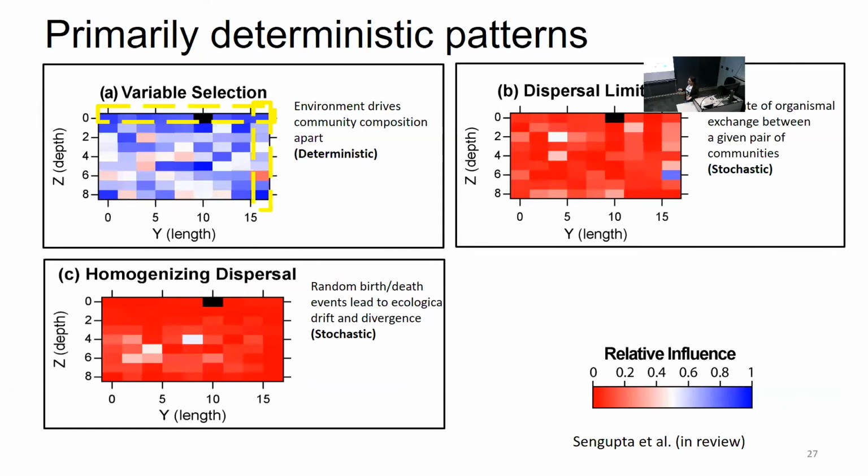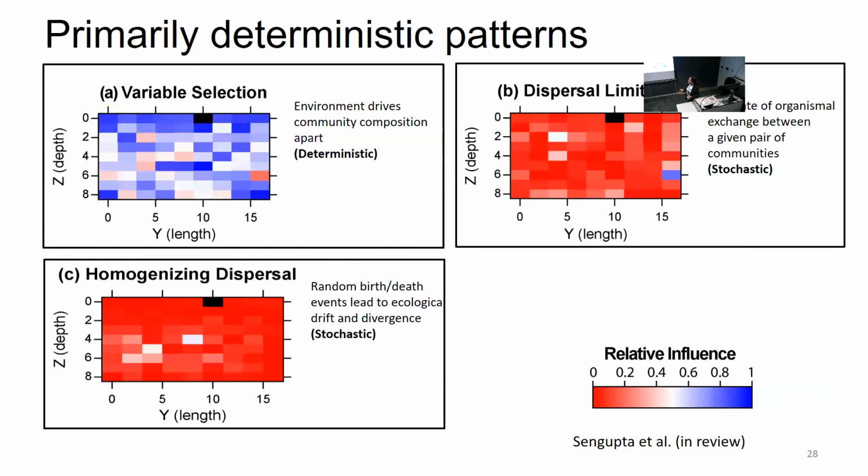The more blue it is, the higher influence. The more red it is, the lower influence. Okay. So what we saw is on the surface, there was a lot of blue. And it was deterministic. Some sort of variable selection was occurring, which we think is abiotic. And that was giving rise to this very distinct biotic community on the surface.